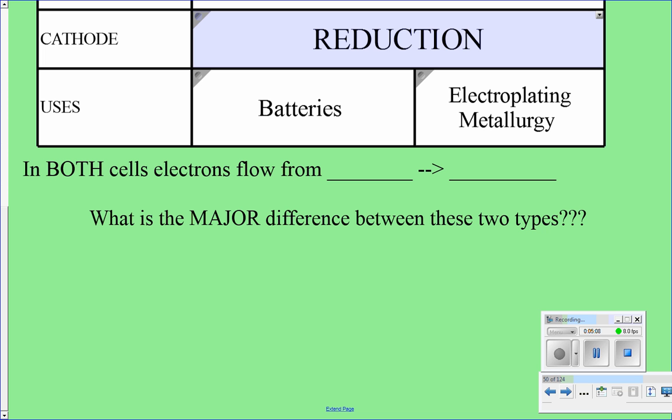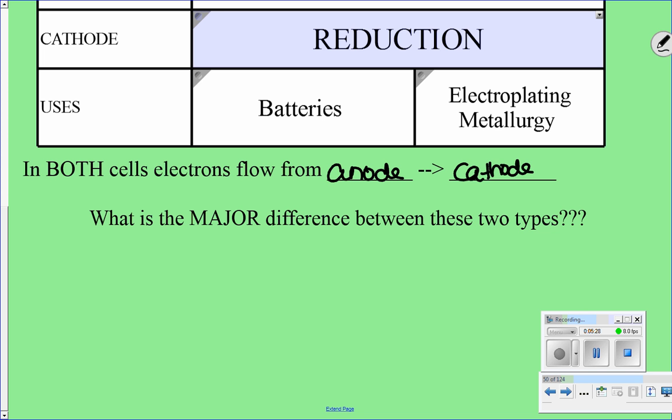So this can have a lot of uses if you want to make something out of a lightweight metal, but that lightweight metal might not be that resistant to corrosion. So maybe you could put a more resistant metal on the outside of it. In both cells, electrons are always flowing from anode to cathode.